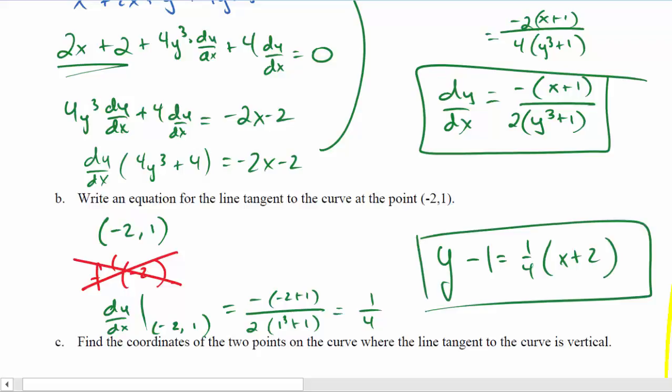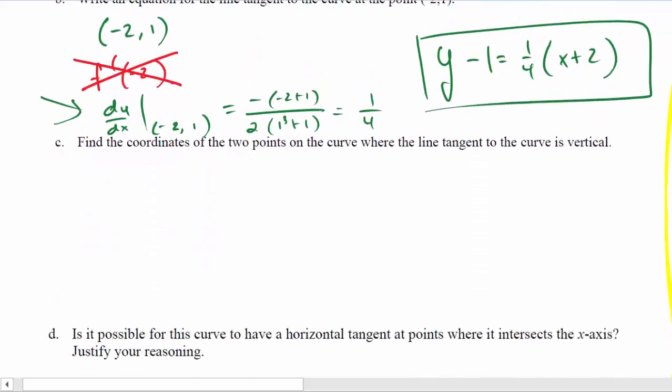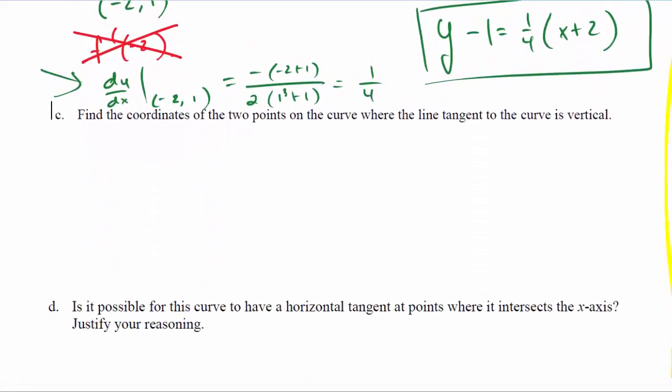Again, you can't just write 1/4. You have to tell me where you're getting 1/4 from. You're evaluating dy/dx at (-2, 1). Find the coordinates of the 2 points. It's telling you 2 points, so you don't screw that up. On the curve where the line tangent to the curve is vertical.